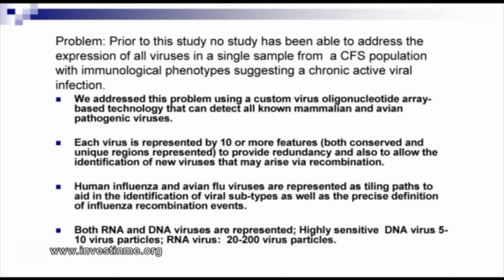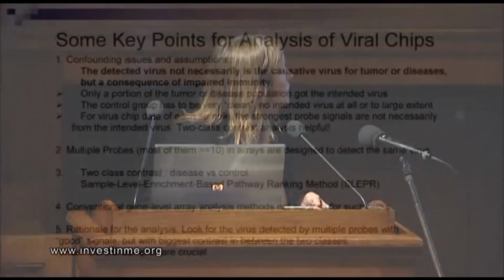There's redundancy that allows us to identify new viruses that may arise via recombination. With regard to human influenza and the avian flu viruses, it's a tiling technique they use such that you can identify even viral subtypes as well as the precise definition of influenza recombination events. They're highly sensitive. You can detect RNA and DNA particles at the level of 5 to 10 or 20. I did these all with RNA, so we're looking at expression.